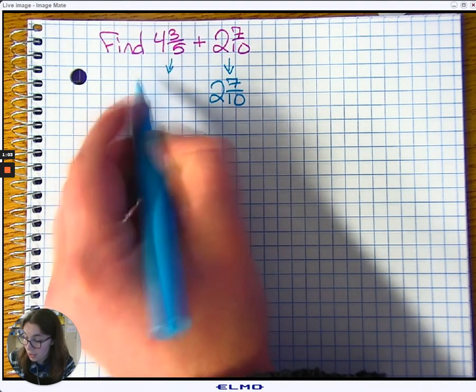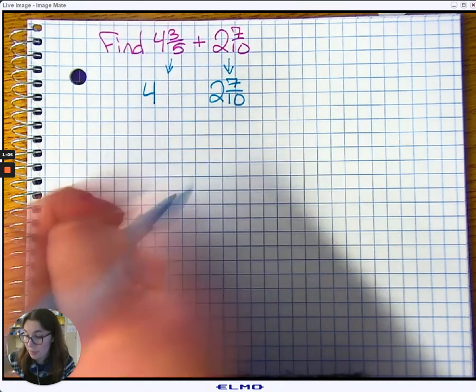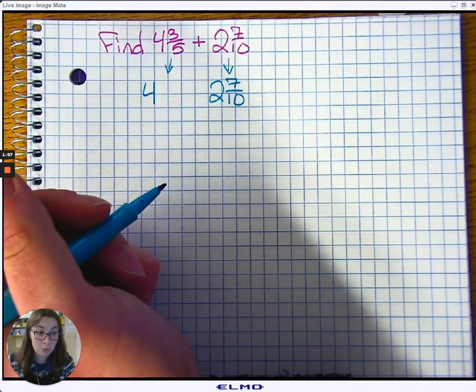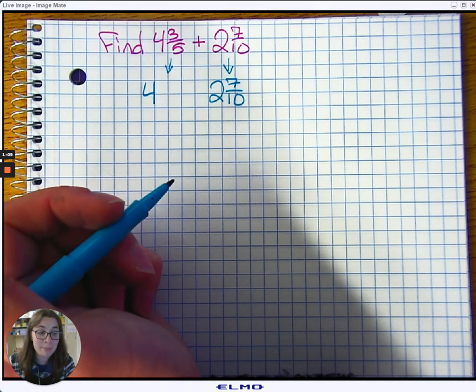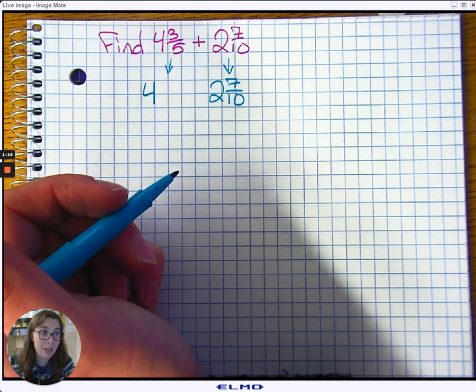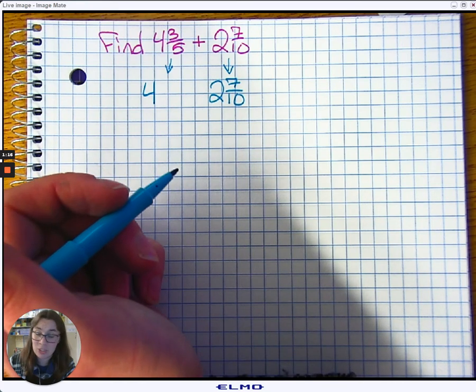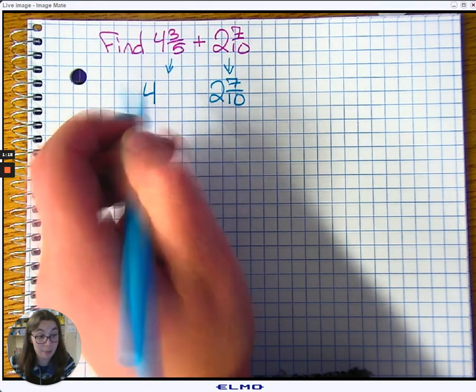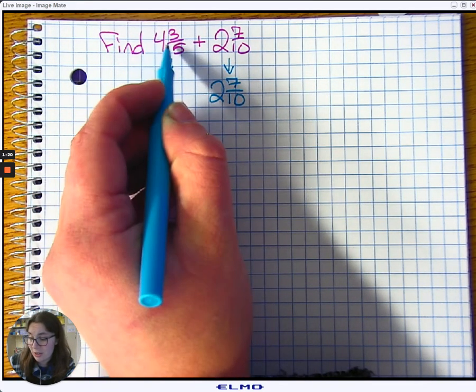And this one, the 4 stays the same. 4 pizzas is 4 whole pizzas, regardless of how many slices I am cutting them into. If I have 4 whole pizzas, it doesn't matter if I'm cutting them into 5 pieces each or 10 pieces each. The 4 stays the same. The 3/5, on the other hand, changes.